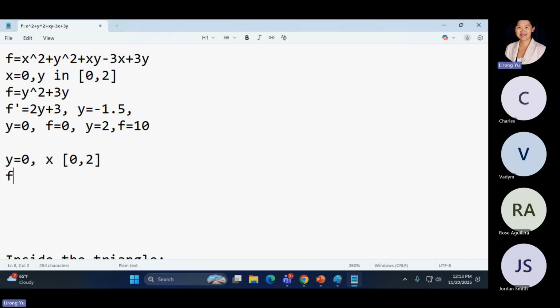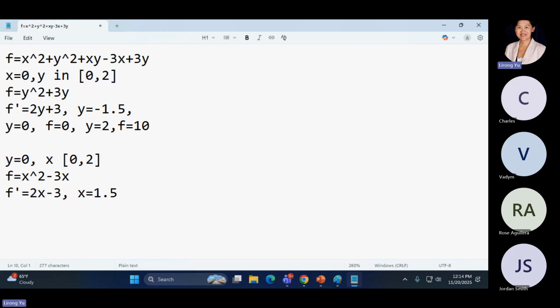And then again, you change your function definition because y is now 0. You have x squared minus 3x, and x is between 0 and 2. You have the derivative; you have to set the derivative equal to 0 to find a critical point. The derivative is 2x minus 3. We have a critical point, which is 1.5. When you have 2x minus 3 equal to 0, x equal to positive 1.5.